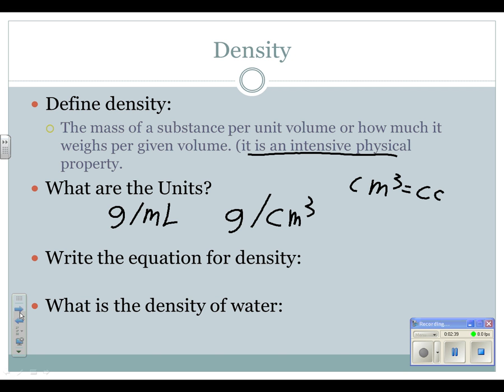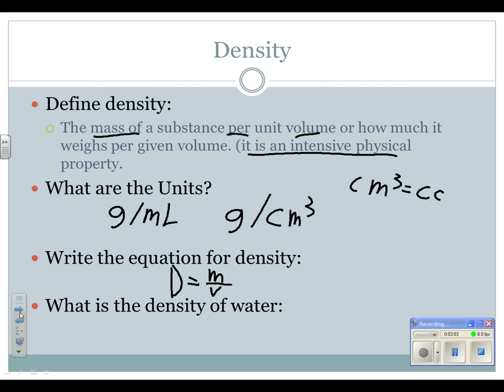But the equation for density is the equation you just saw. So density, it says the mass of a substance, we know it's mass, per, which means divide, unit volume. There it is. D equals M over V. Density equals mass over volume. This formula is on your formula chart, so you don't have to worry about memorizing it. But you're going to use it so much, you're going to have no choice but to memorize it.